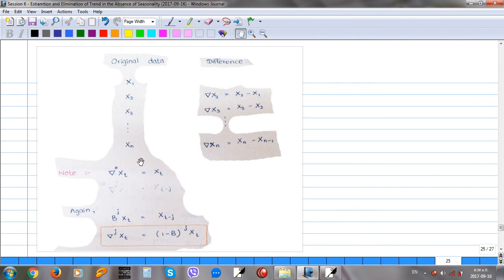This formula we discussed in lesson, I think 3 or 4, right? I think lesson 3. So again we can follow this procedure, and you know that B to the power j xt equals xt minus j. So if you find the difference of the difference j times, that means 1 minus B to the power j times xt. This is the formula, right?